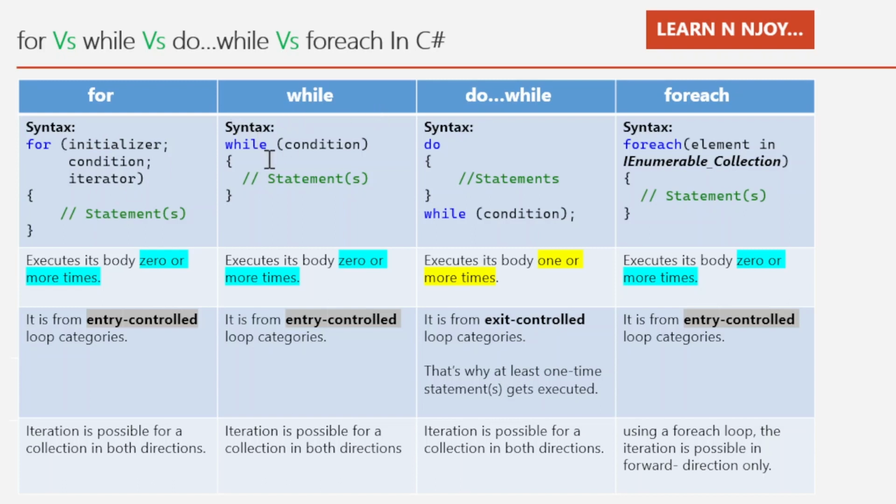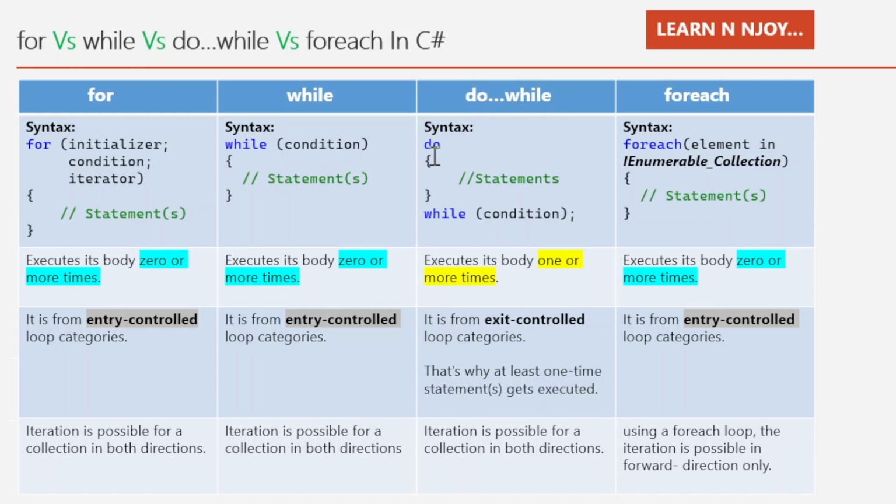Coming to the while loop, first we need to write the while keyword and then opening and closing parentheses, and in between we need to provide the condition, and then opening and closing curly braces, and in between we need to provide this statement that we are planning to execute multiple times as a part of the loop, right?